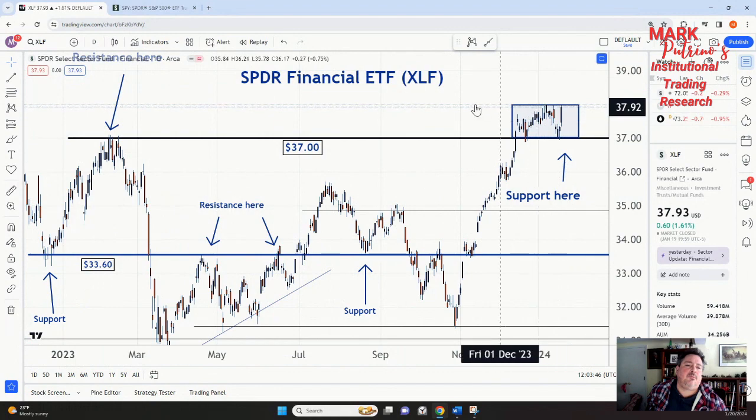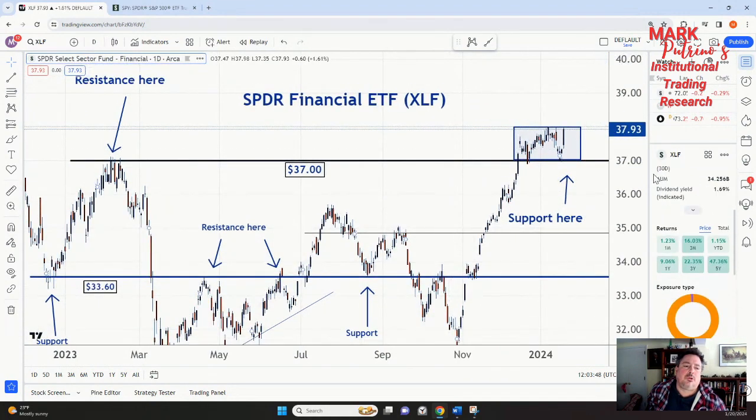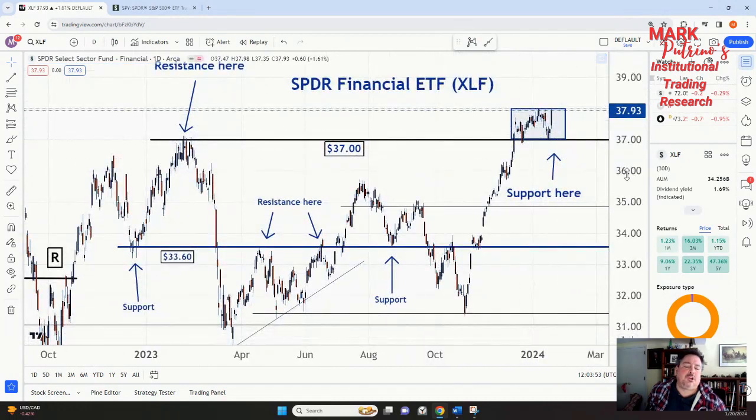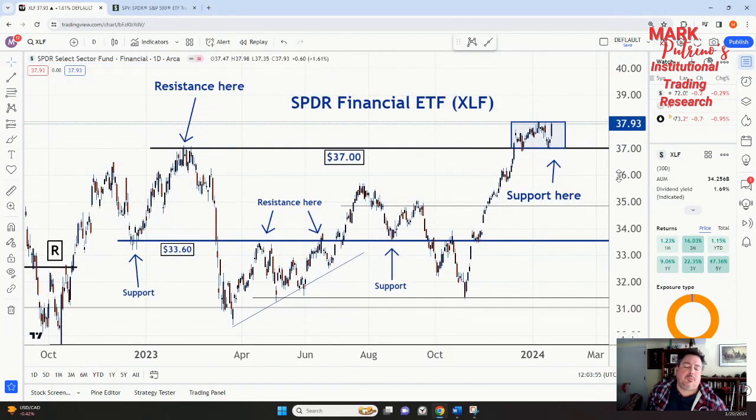And you don't need to be a former hedge fund trader or a chart guru to see this. It's pretty darn clear. Anyone could look at this chart and tell you that, wow, certain price levels are more important than others.